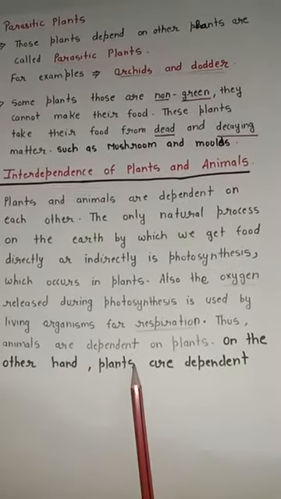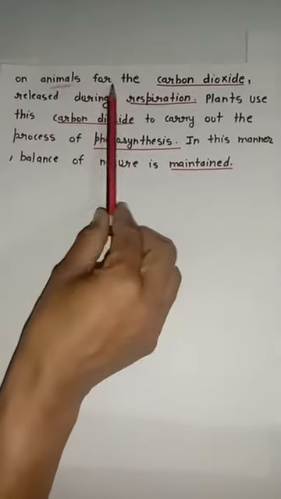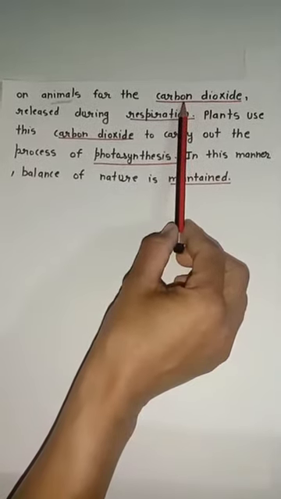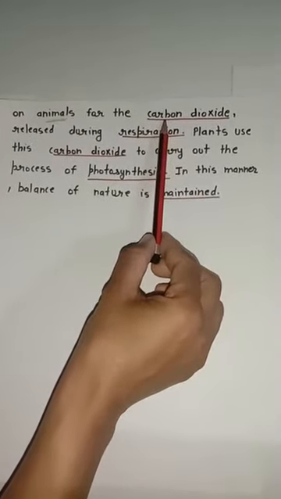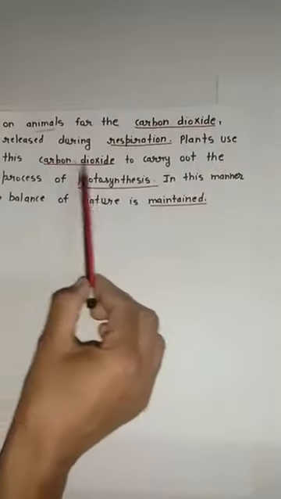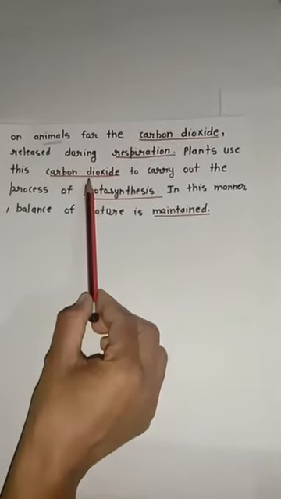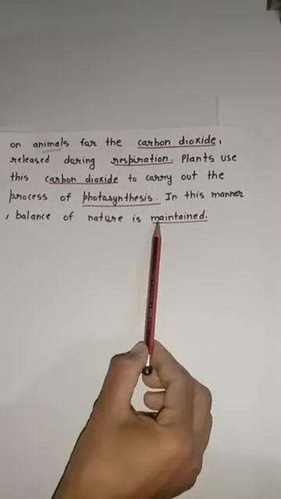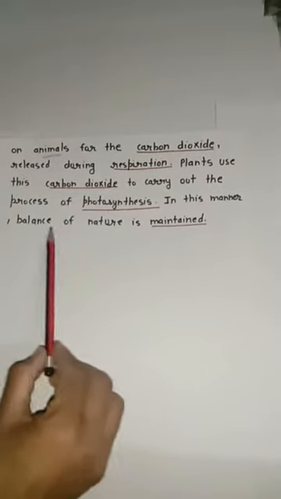On the other hand, plants are dependent too. Yes, student, plants depend on animals for carbon dioxide. Carbon dioxide is needed for photosynthesis, and this carbon dioxide comes from animals or human beings, released during respiration. Plants use this carbon dioxide to carry out the process of photosynthesis. Yes, student, I already told you that carbon dioxide is needed for photosynthesis in plants. In this manner, the balance of nature is maintained. Both plants and animals depend on each other, and in this manner the balance of nature is maintained.